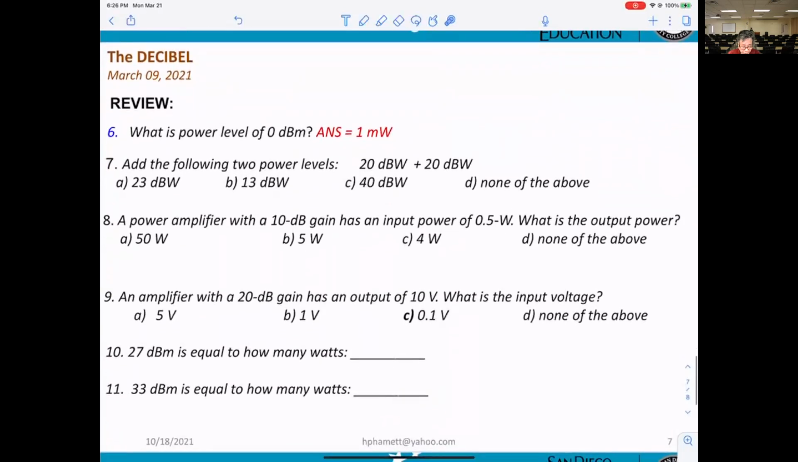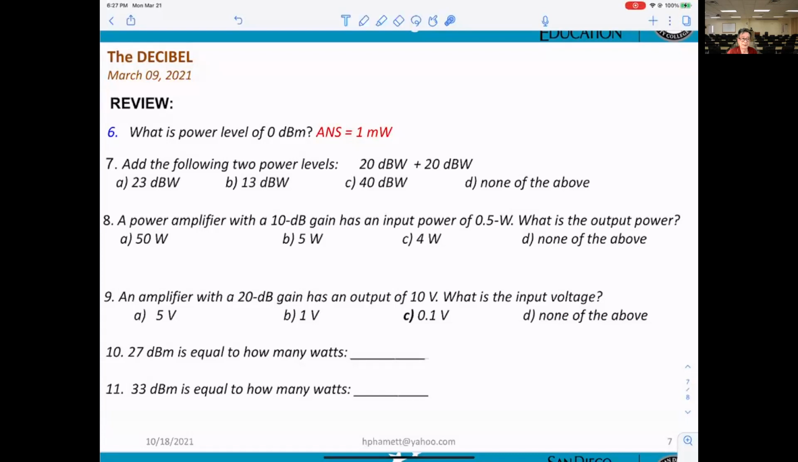Okay, now we have a review here. What is the power level of 0 dBm? By the definition, we already know, 0 dBm equals 1 milliwatt.